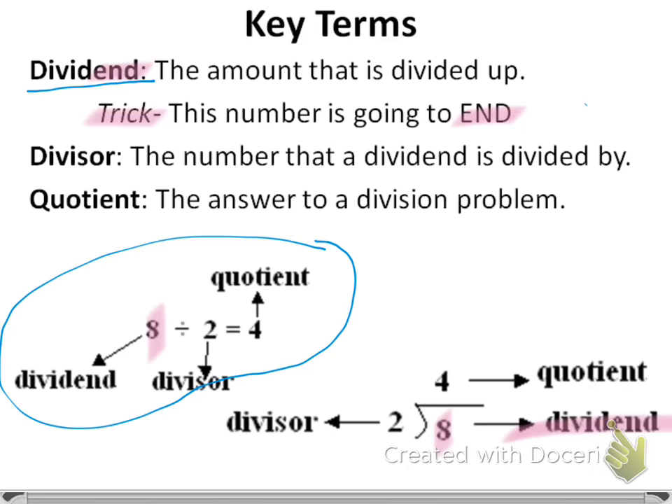The next one is the divisor. It is the number that is doing the dividing, or the number that the dividend is being divided by. So in this situation, the divisor is the 2. And the last one sounds different, and hopefully that will help you remember it just because it's so different. It's the quotient, and the quotient is the answer to the division problem. So in this situation, it's 4.